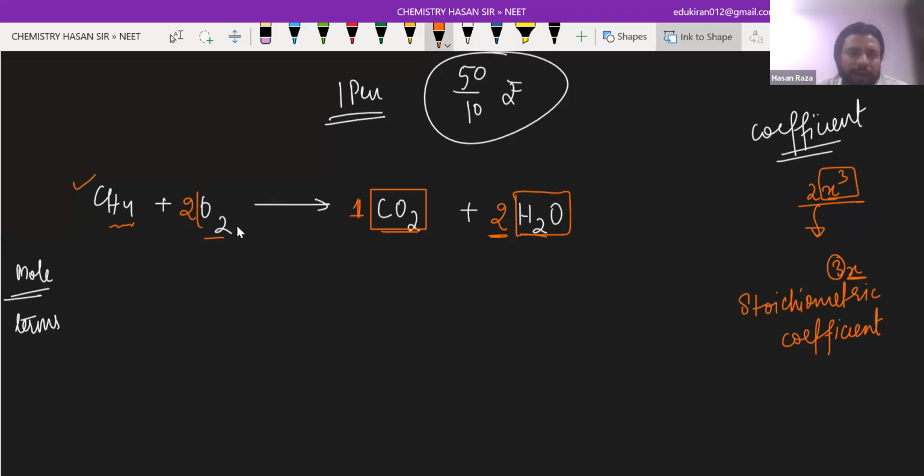What is the stoichiometric coefficient of O2? That is 2. What is the stoichiometric coefficient of CH4? That is 1. Now, how are we going to write it? This stoichiometric coefficient indirectly represents the number of moles.